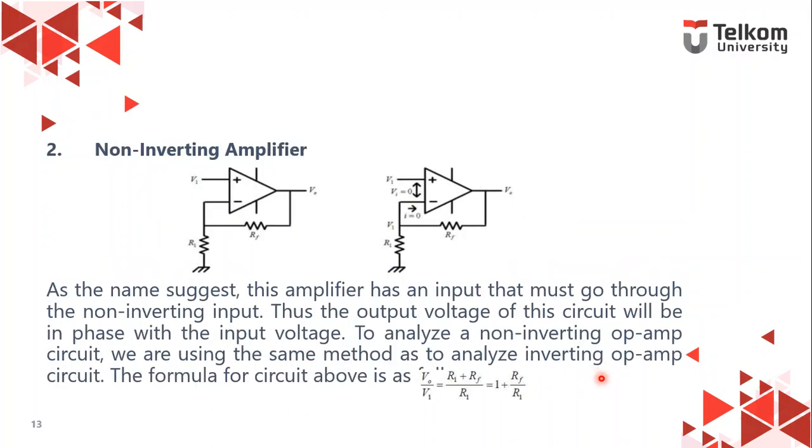Second, non-inverting amplifier. As the name suggested, this amplifier has an input that must go through the non-inverting input. Thus, the output voltage of the circuit will be in phase with the input voltage. To analyze a non-inverting op-amp circuit, we are using the same method as to analyze inverting op-amp circuits. This is the formula for the circuit above.